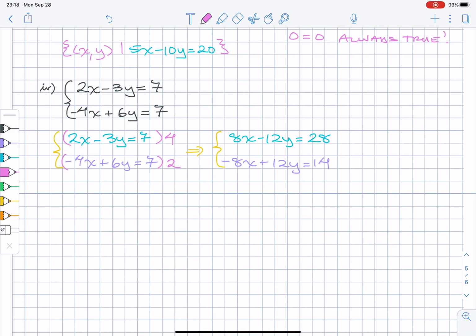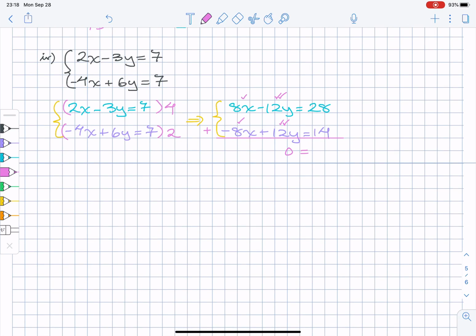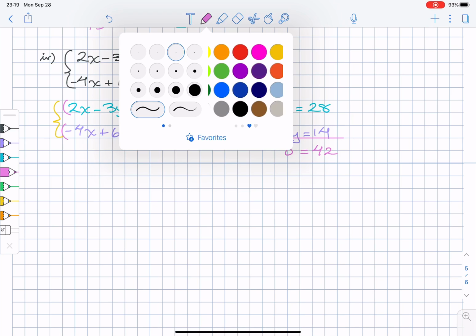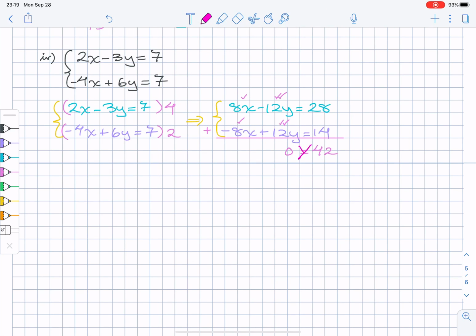Okay, so I noticed to eliminate x, I can just add these two equations. So the x is reduced, but the y is also reduced. So I get 0 on the left, but what do I get on the right? I get 42 on the right. 0 is equal to 42? That's impossible. This is absolutely not right. This is inconsistent, right? So this is no solution.